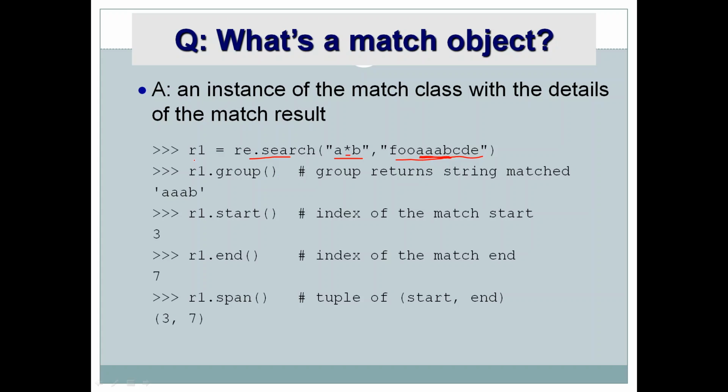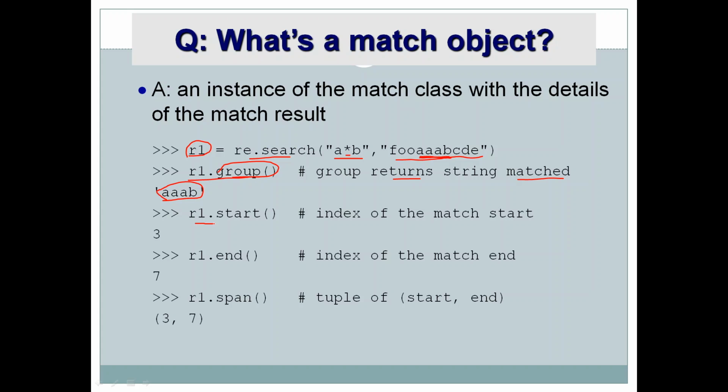So re.search will return a match object, and the match object is stored in r1. Now how to get information from r1? The first method we have used is r1.group. What does the group method do? Group returns the string matched. Whichever string it has matched, it will return if you use r1.group. Now a*b will match the string aaab, so it has returned the string which it has matched.